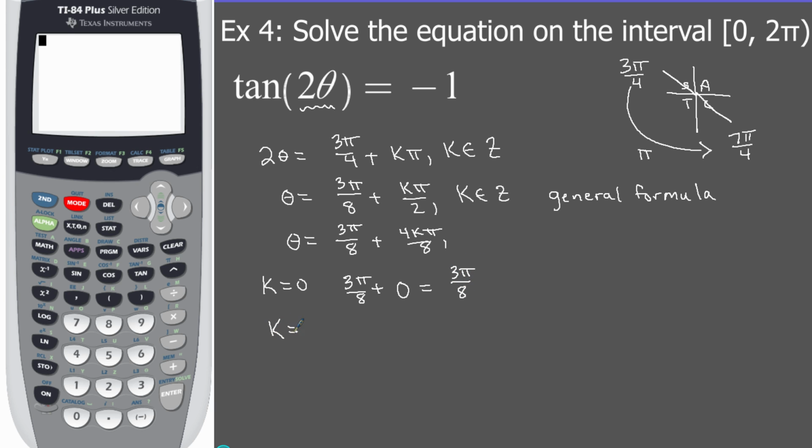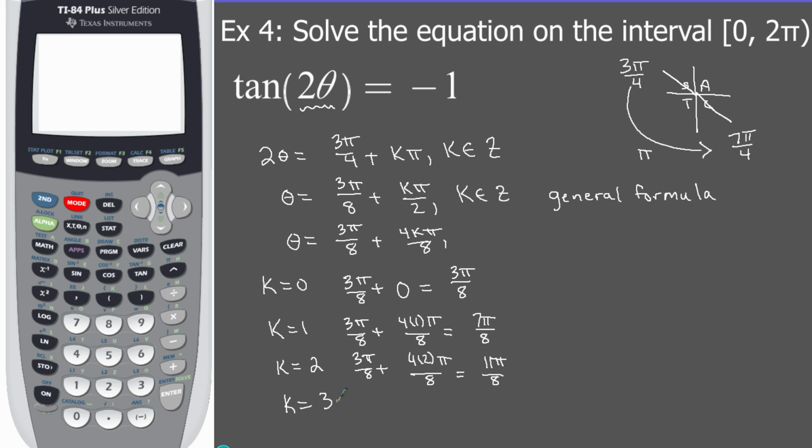Now if I let k equal 1, what I'm going to have is 3 pi over 8 plus 4 times 1 pi, all of that over 8. When I combine everything and simplify it, I'm going to end up with 7 pi over 8. And I'm going to repeat this process until I get to something that's more than 2 pi. So if I let k be 2, I'm going to have 3 pi over 8 plus 4 times 2 pi over 8. 4 times 2 is 8, plus 3, I end up with 11 pi over 8.